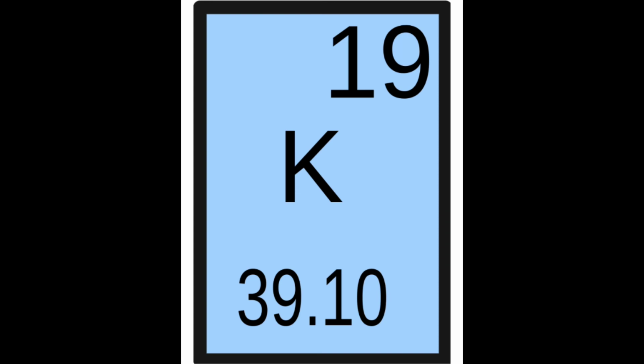Next, we have potassium. Potassium has an atomic number of 19, which tells me there are 19 protons, and therefore there must also be 19 electrons. The atomic mass rounds down to 39, and since there's already 19 protons in the nucleus, 39 minus 19 gives us the number of neutrons, which is 20.